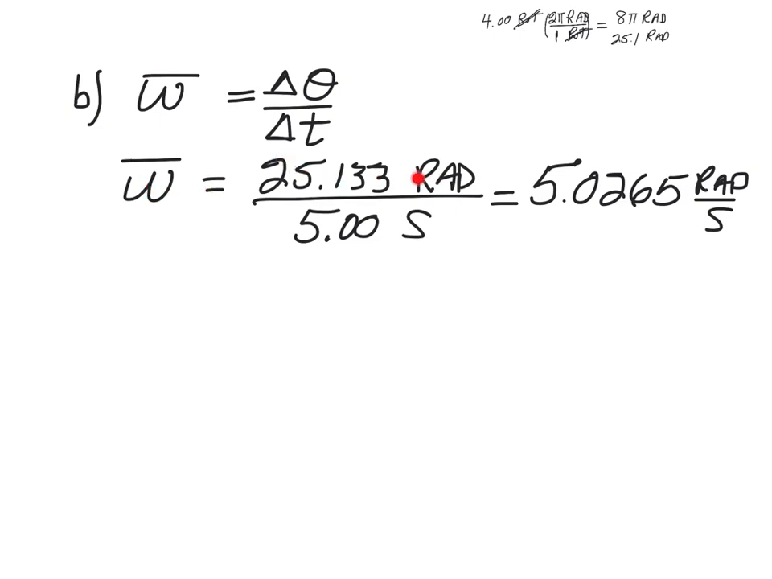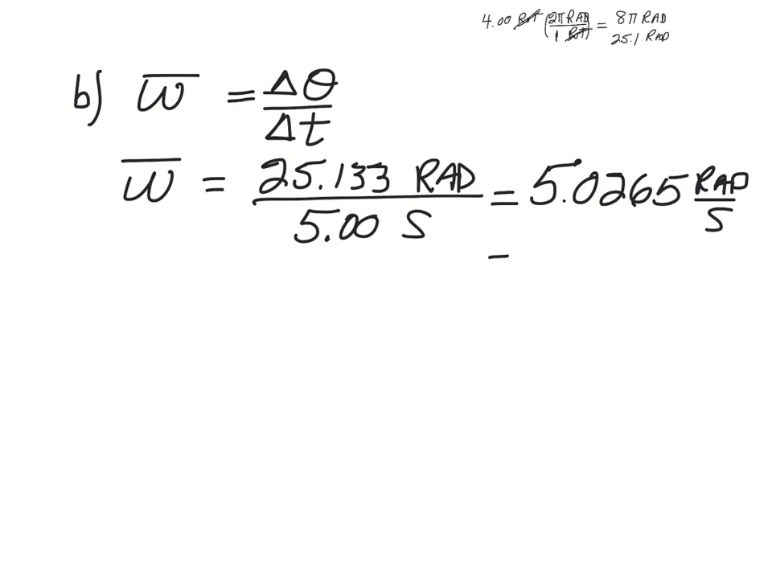Now I substitute the numbers in with the units. Notice I have units with these numbers. And notice I didn't use the 25.1 because we want to avoid a rounding error. So I took 5 digits. You know, it actually goes on further, but with 5 digits, I don't have to worry about a rounding error. So 25.133, and then I divide it by the 5 seconds, and I get this.